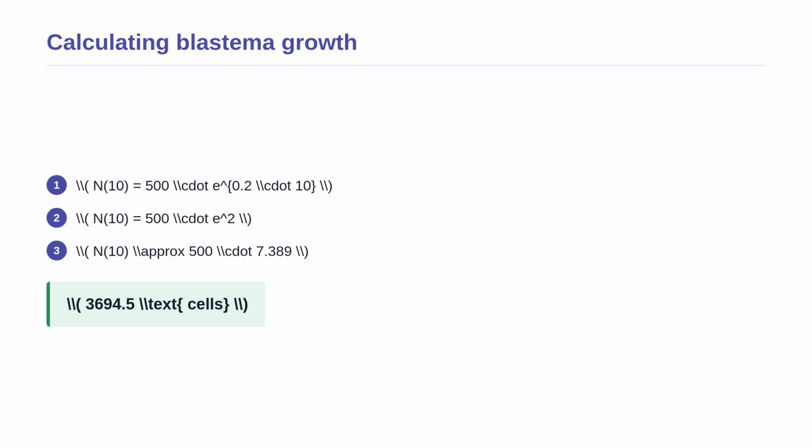First, we plug in our values. N0 is 500, r is 0.2, and t is 10. Multiplying the rate and time gives us an exponent of 2. Evaluating e squared gives us approximately 7.389. Multiplying this by our initial 500 cells yields our final answer. Physically, this means in just 10 days, a tiny pool of cells has multiplied to nearly 3,700 cells, providing the raw material for a new tail.